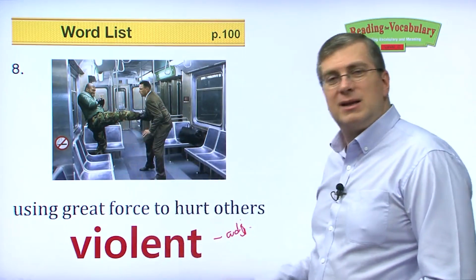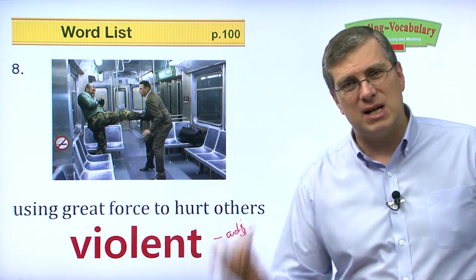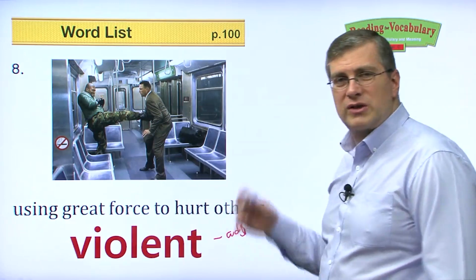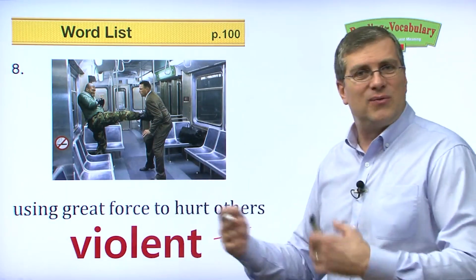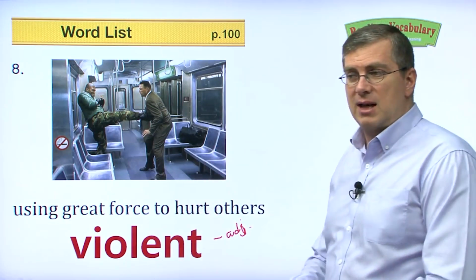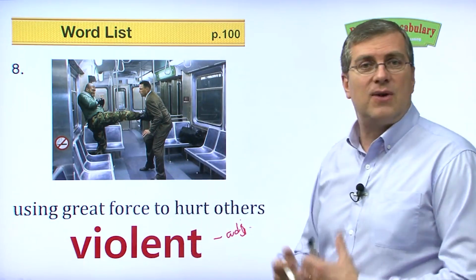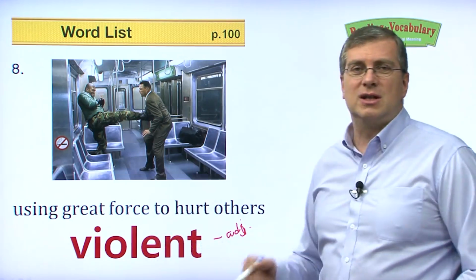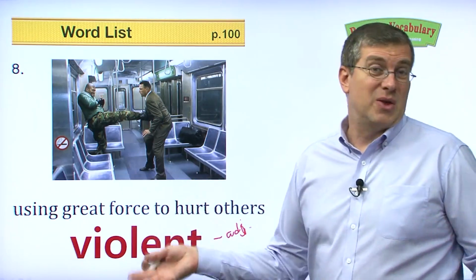So we use violent as an adjective in front of a noun to show that something or somebody is using great force to hurt other people. It's a violent movie. It's a violent scene. It's a violent person. Okay? So violent is an adjective to describe a person, place, or thing.